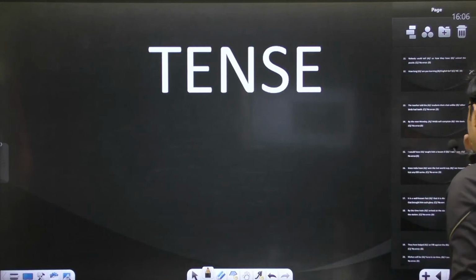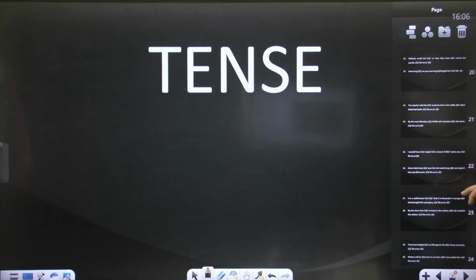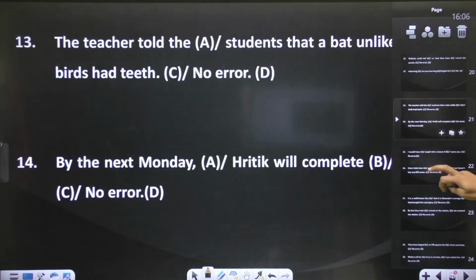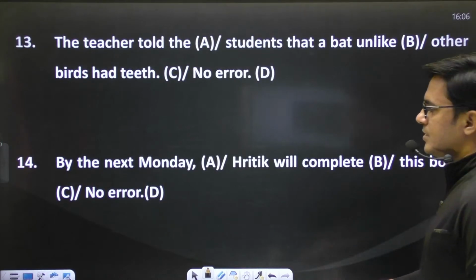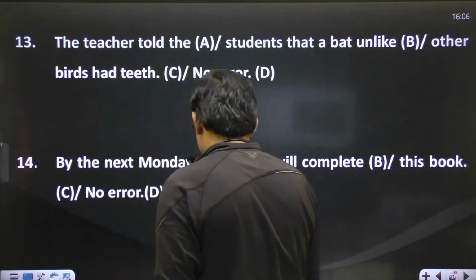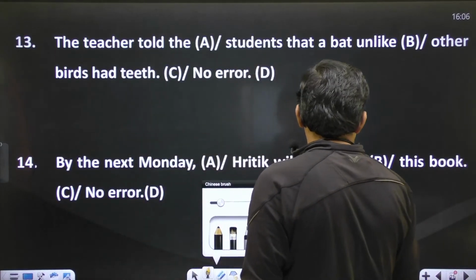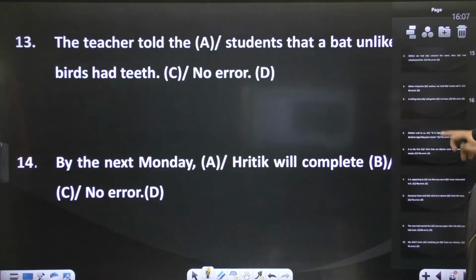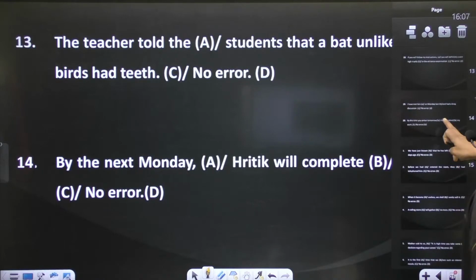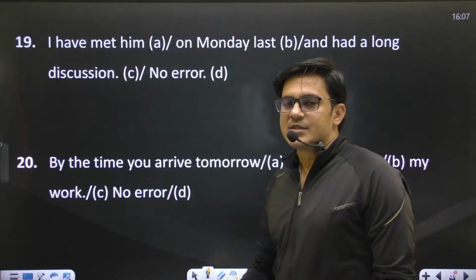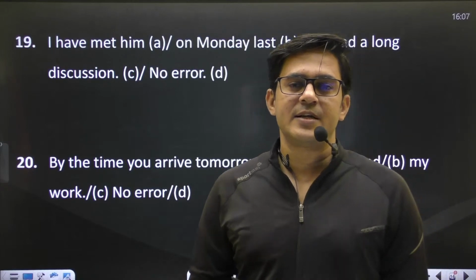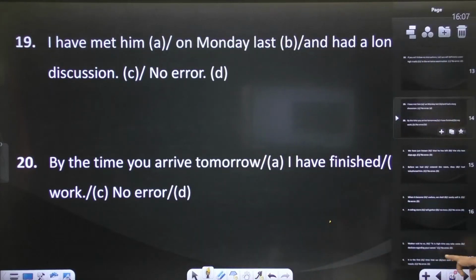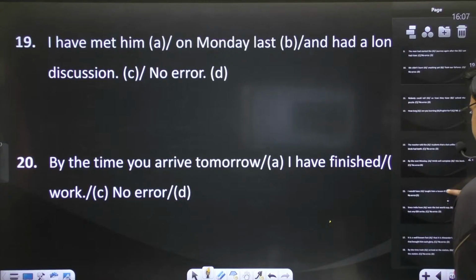In the last lecture, we covered approximately 30 questions. This one was the last sentence, question number 14. In the last lecture we have covered 34 sentences. So now we are going to discuss question number 15.